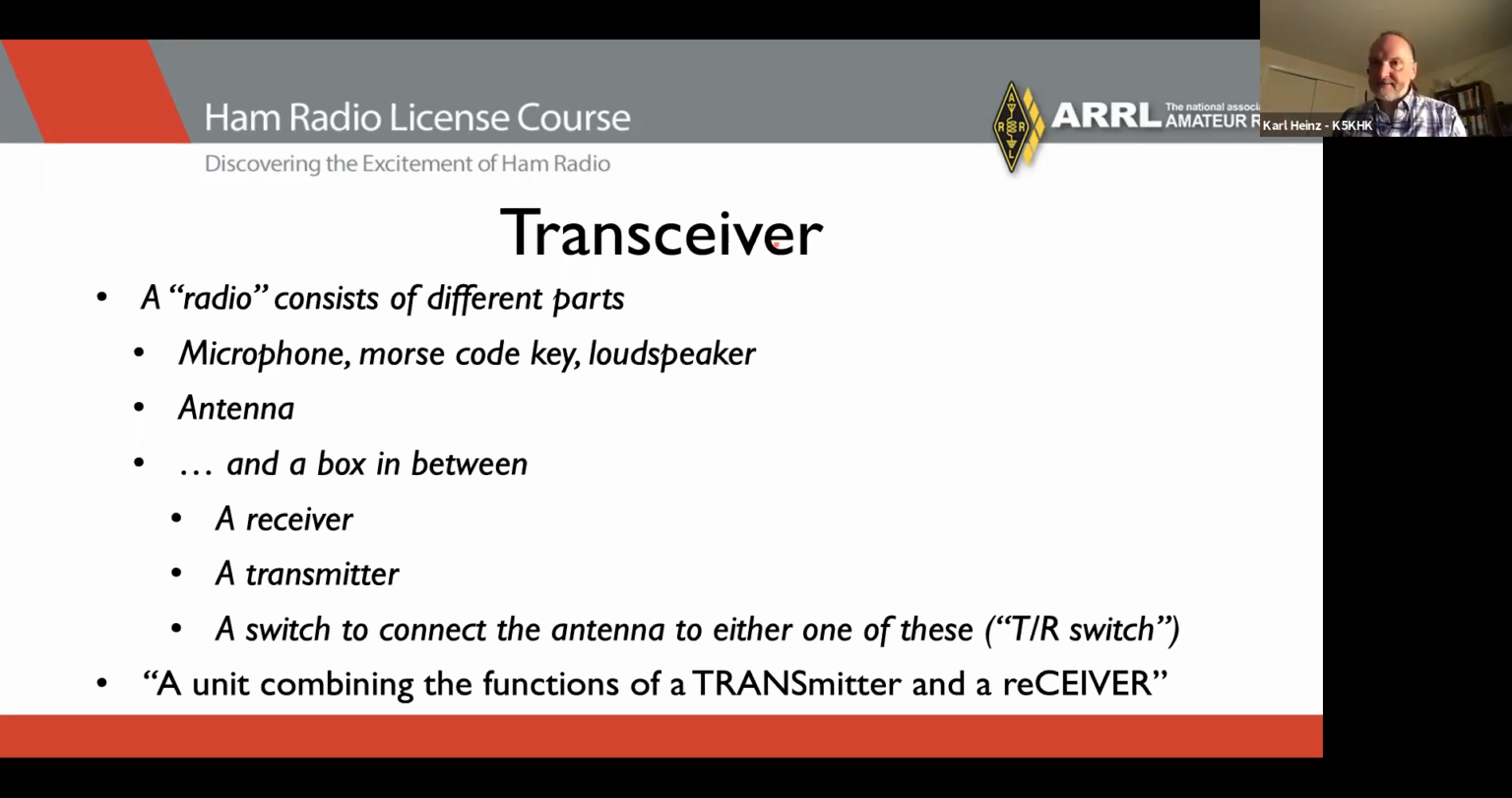And in the olden days, you actually had two different boxes. There was a box, a big metal box on your table that was a receiver, and that only was a receiver. It could not transmit. Your box next to it, there was a transmitter, and it could not receive.